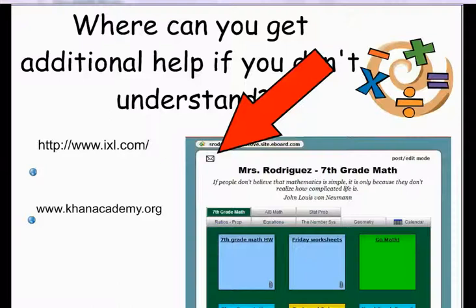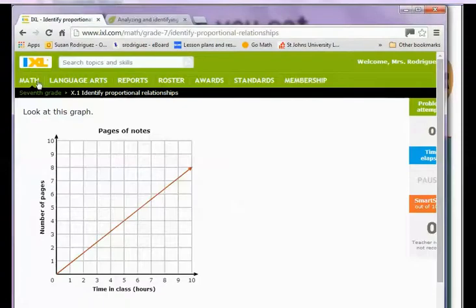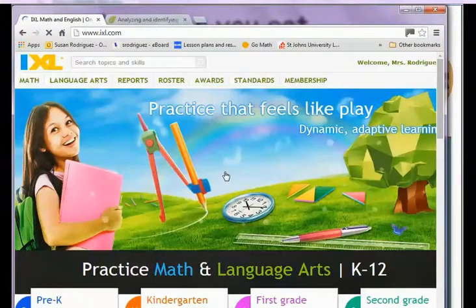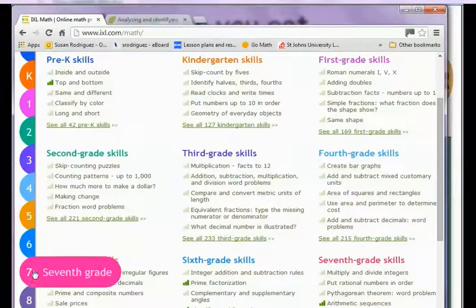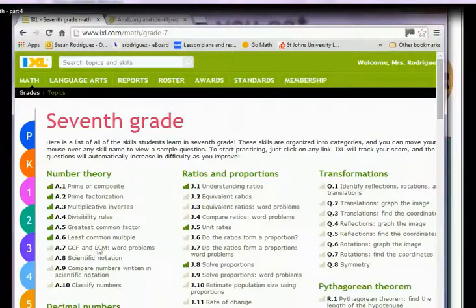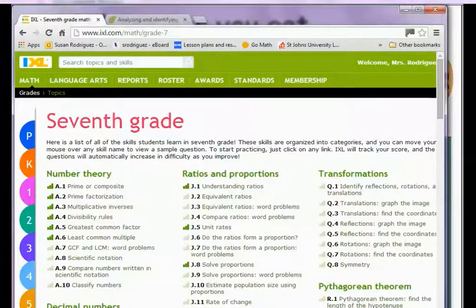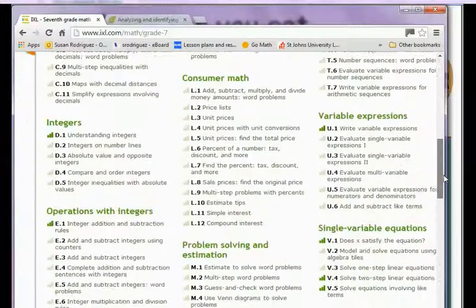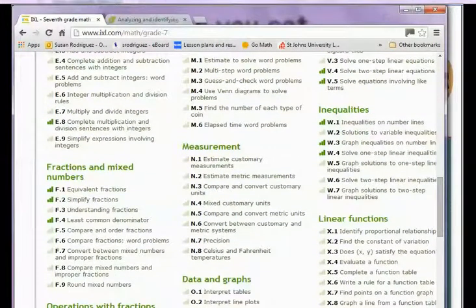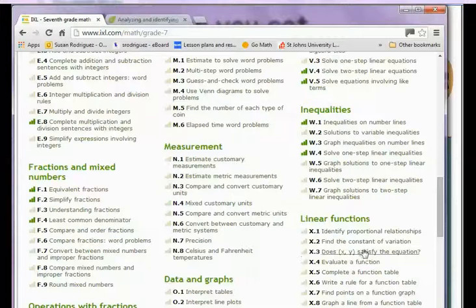In addition to that, each student in the middle school has a subscription to the IXL.com website. Now, if I go to the IXL homepage, this is how it opens up. So if I click on math and I scroll down to where it says 7th grade, I click on 7th grade, all of the topics that you need to be proficient in for 7th grade math for New York State are listed here. So suppose, for example, I want to choose something that's going to help us out with today's lesson. I'm going to scroll down to linear functions, and the first topic listed is identify proportional relationships, which is what we were just talking about today.